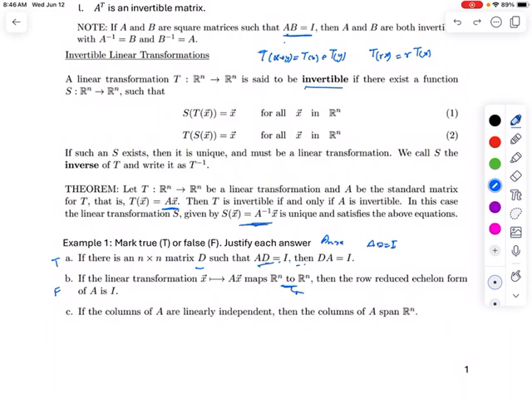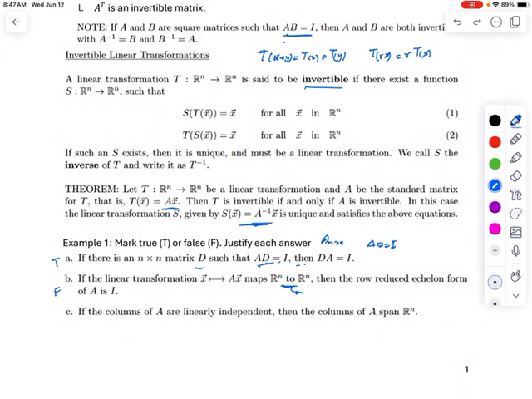And so because all the statements of the IMT are given for A as a square matrix of order n. So the first statement, if there is an n by n matrix D such that AD is equal to I, then DA is equal to I. So this is correct or true because of the statement right after the IMT, which says if A and B are square matrices such that A times B is equal to I, then A and B are both invertible with A inverse equal to B and B inverse equal to A.